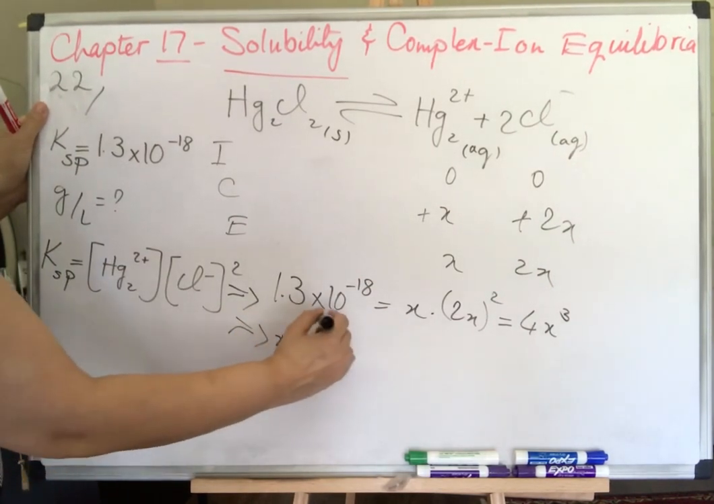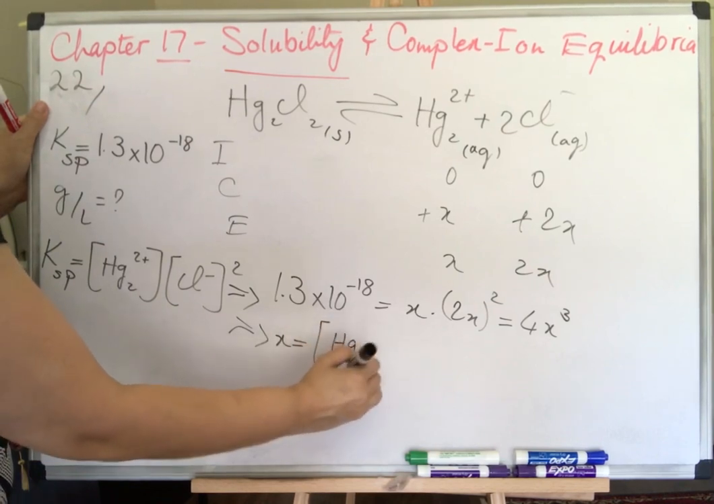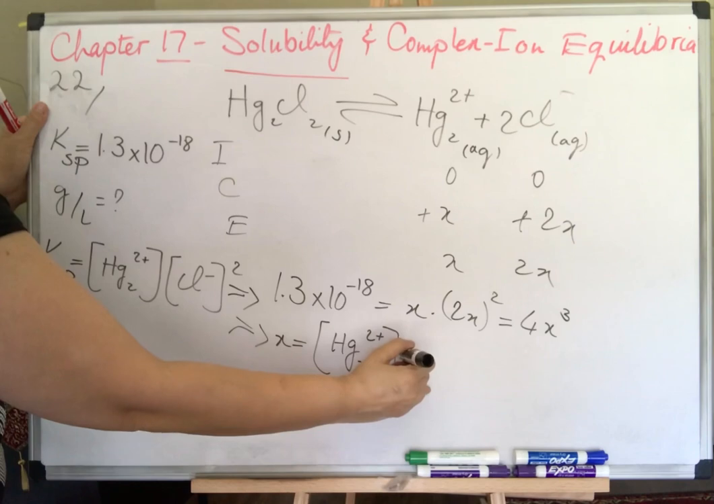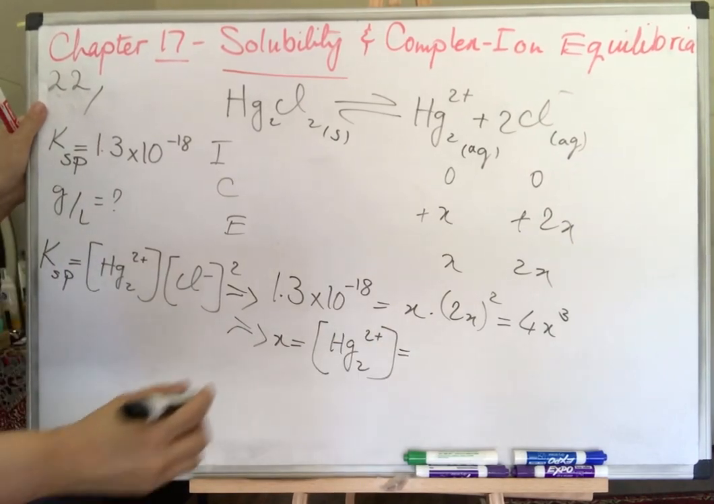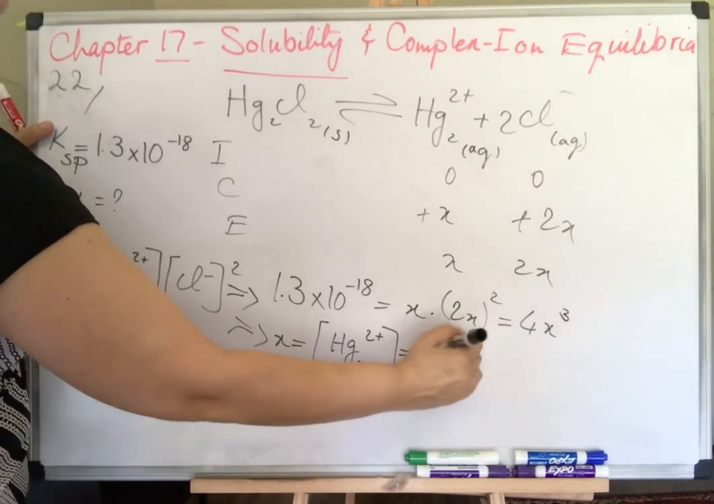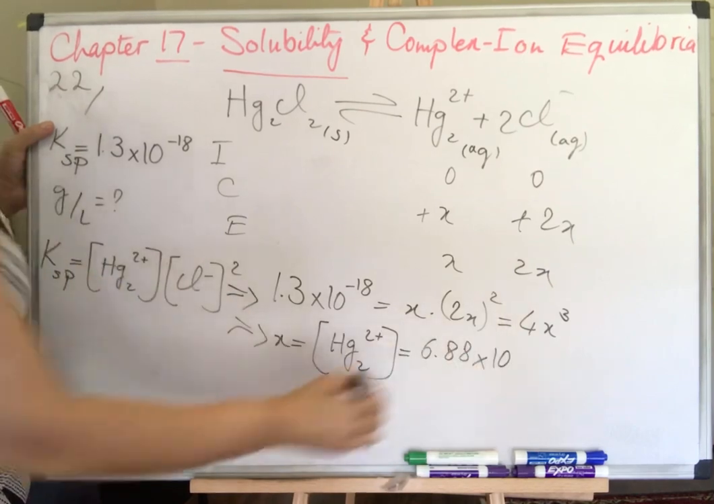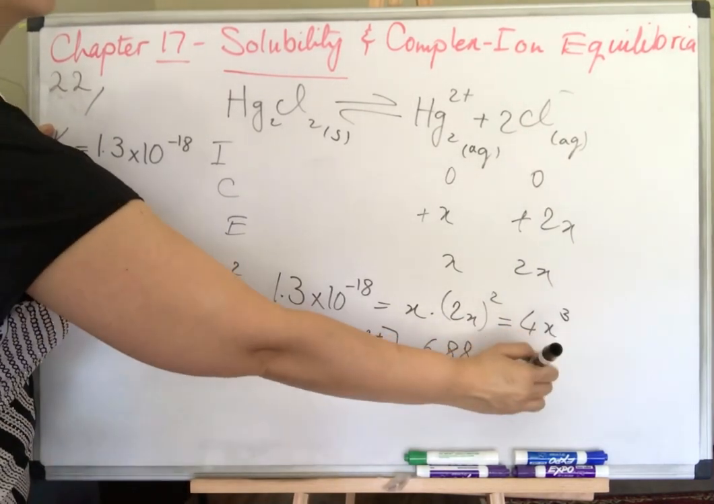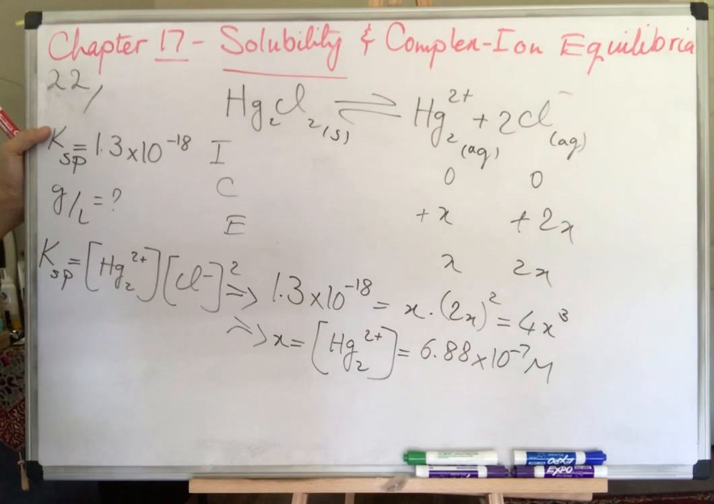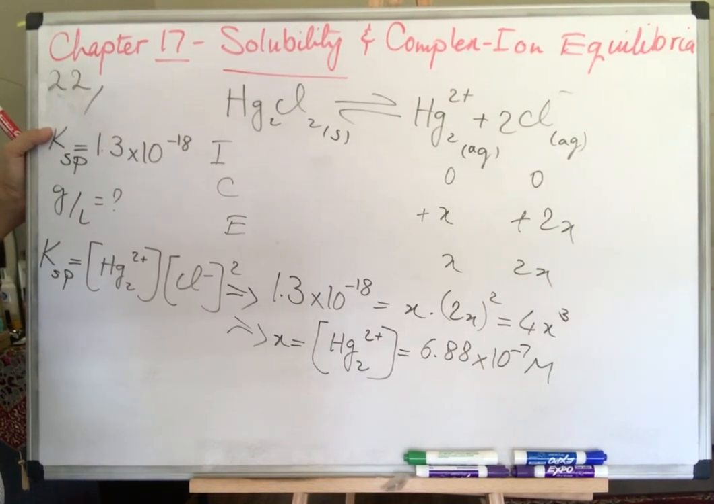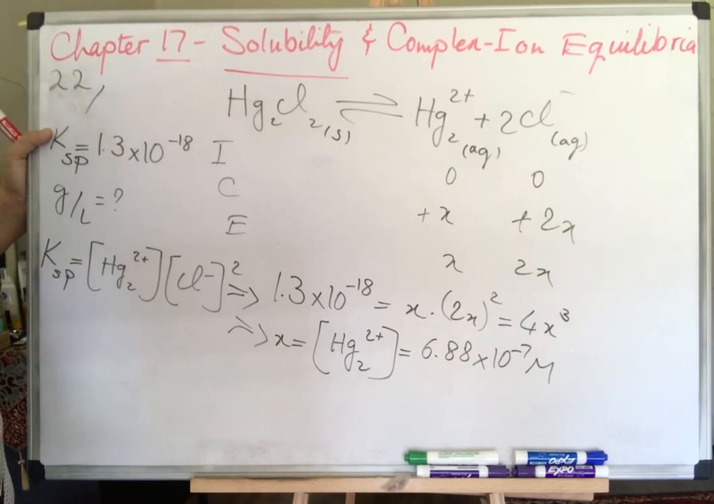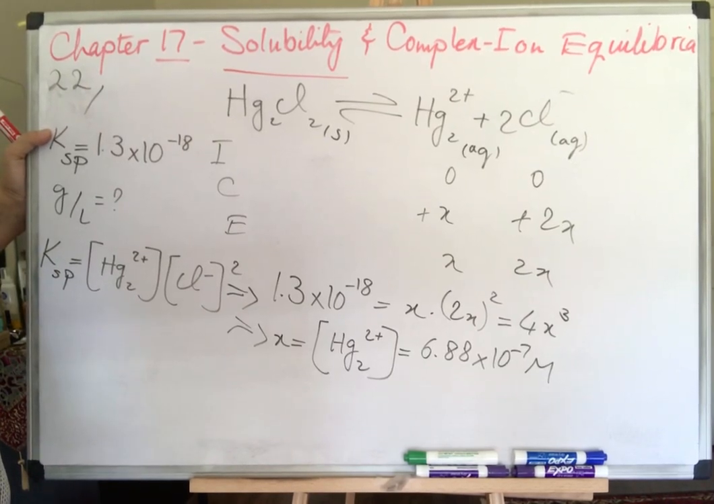X is going to be the concentration of mercury, which is going to be 6.88 times 10 to negative 7 molar, and then we need the solubility in grams per liter.